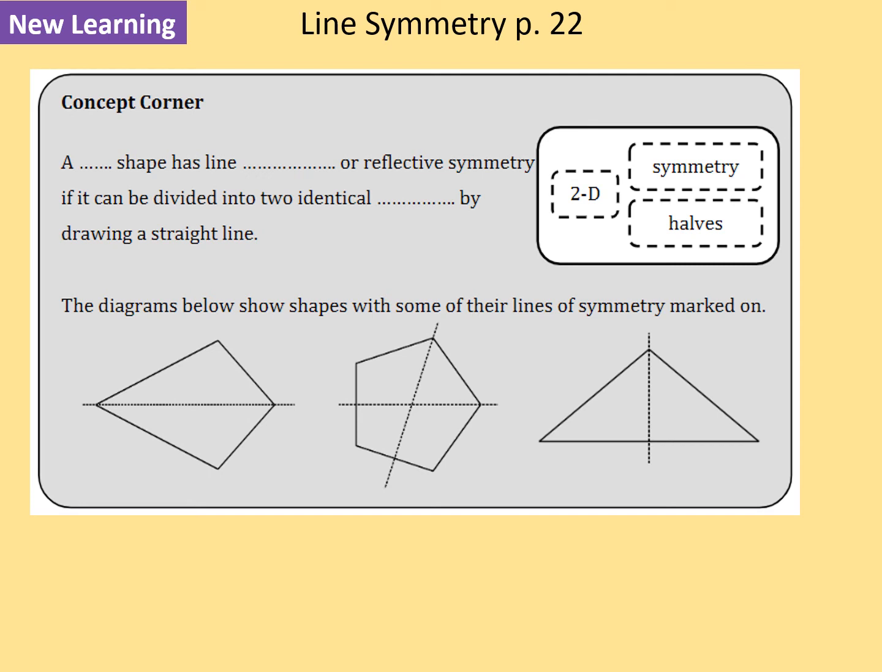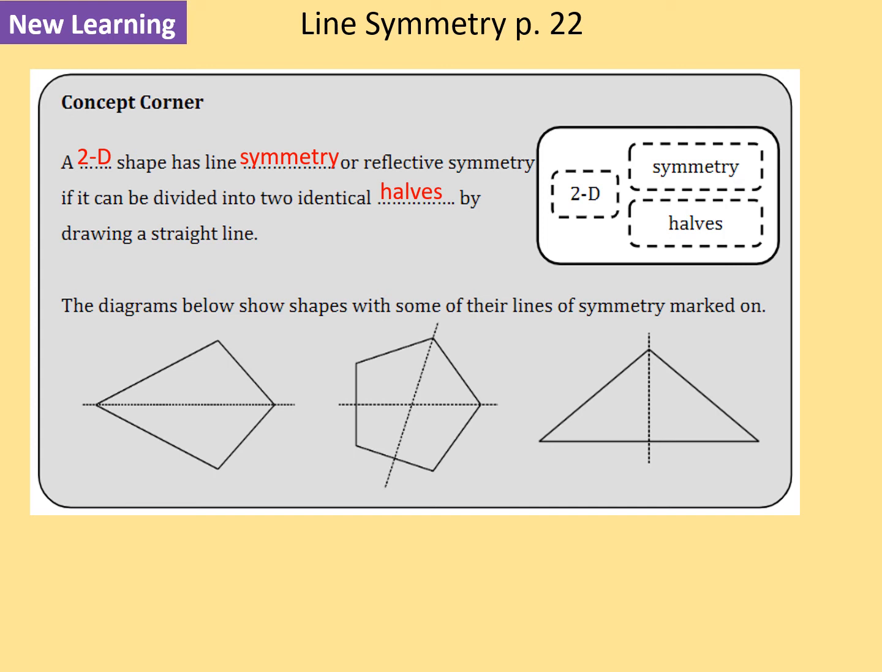Let's go through this concept corner. A 2D shape has line symmetry or reflective symmetry if it can be divided into 2 identical halves by drawing a straight line. The diagrams below show shapes with some of their lines of symmetry marked on.